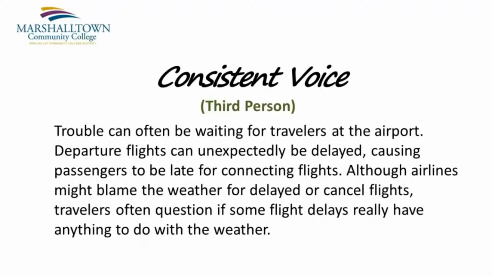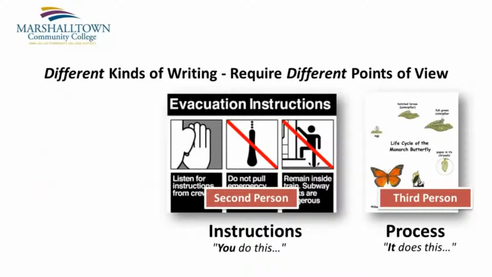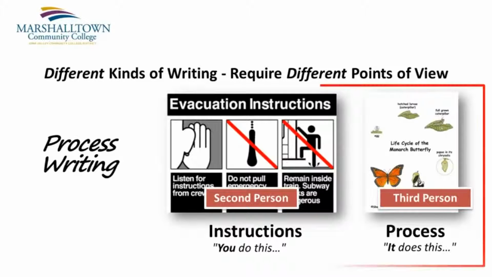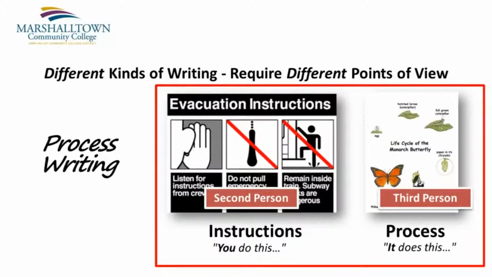Or how about third-person voice? In this case, the paragraph might read like this: Trouble can often be waiting for travelers at the airport. Departure flights can unexpectedly be delayed, causing passengers to be late for connecting flights. Although airlines might blame the weather for delayed or canceled flights, travelers often question if some flight delays really have anything to do with the weather. Do you see the differences here in these three examples? Hopefully you've noticed that second-person and third-person voice are exactly the types of writing that I want you to use in the How to Do Something paragraph and the How Something Works paragraph.